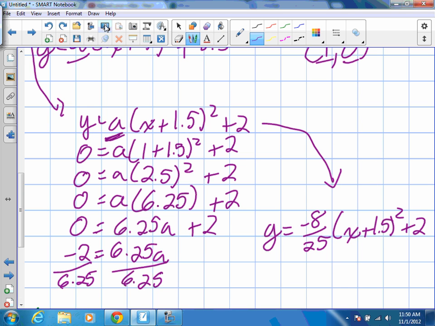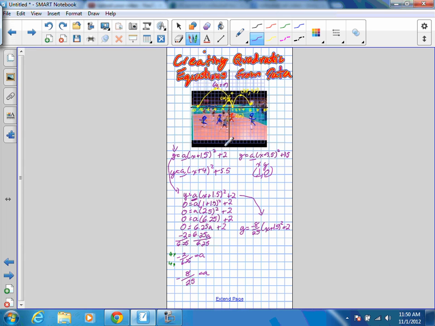So, if you're a middle hitter in volleyball, tell your setter you want that equation of a set. Okay? That'd be very specific.